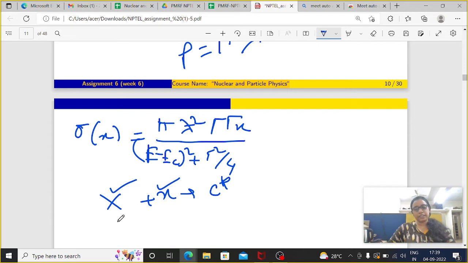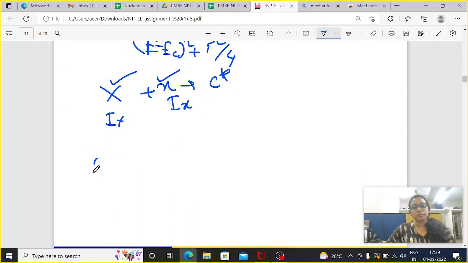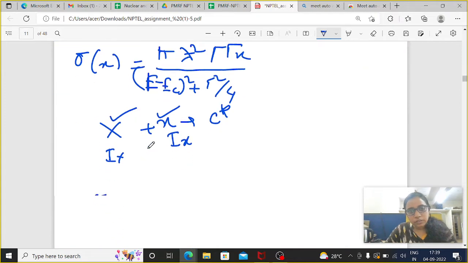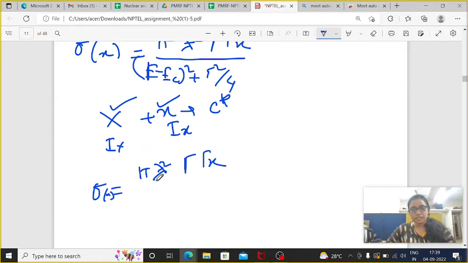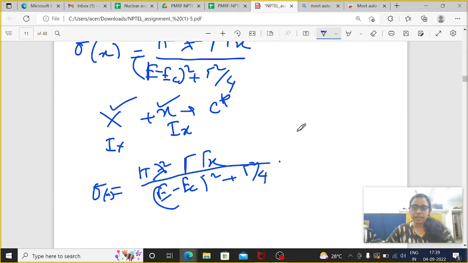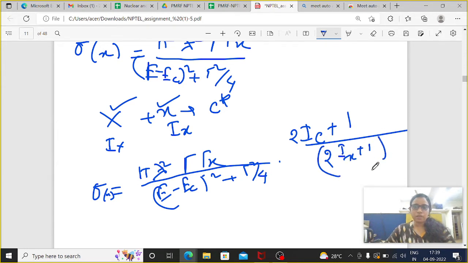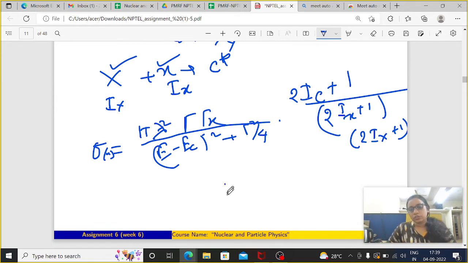Then obviously, if I write the spin of x as Ix, then what will be the value of sigma x? Sigma x will be pi lambda bar square gamma x divided by (E minus Ec) whole square plus gamma square by 4. Now one term will be added. The term is (2Ic plus 1) divided by (2ix plus 1) into (2 capital Ix plus 1). This is the multiplicity value. So Ic is nothing but Ix plus ix.